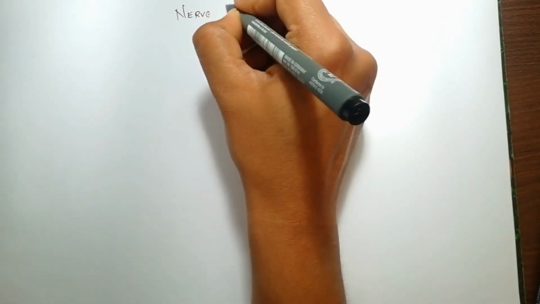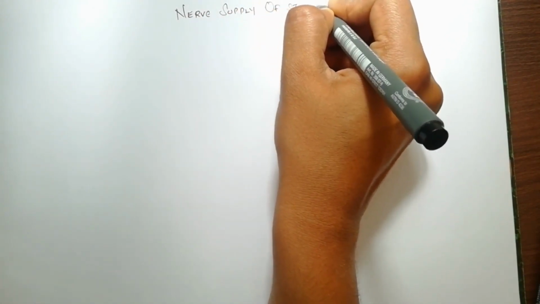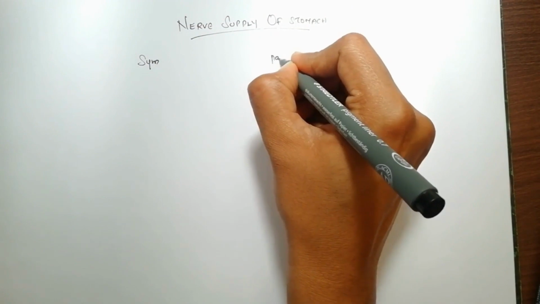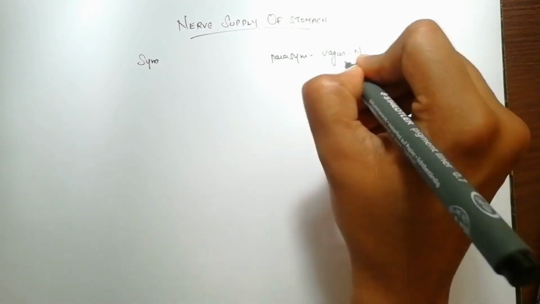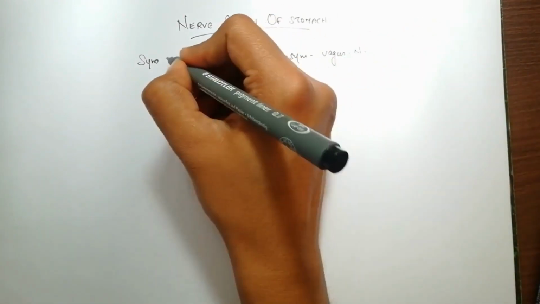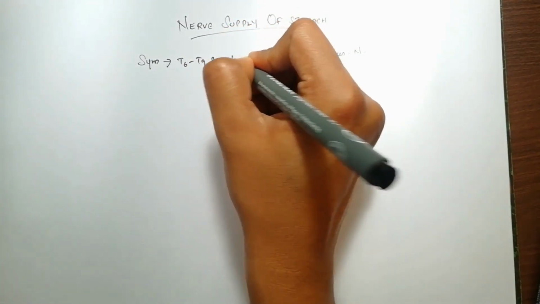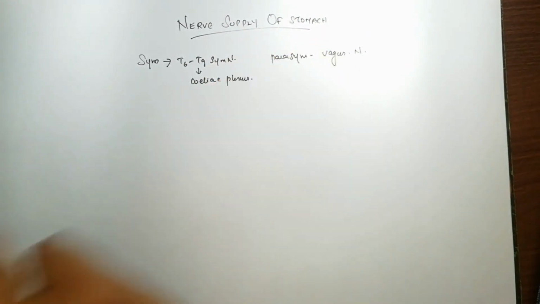So we are going to see about nerve supply. Nerve supply of the stomach. Talking about the nerve supply of the stomach, we have sympathetic and parasympathetic. Parasympathetic is mainly by the vagus nerve, and again we have the anterior and posterior trunk, which we will deal with in detail. Sympathetic is mainly by T6 to T9 sympathetic nerves, which end up in the celiac plexus, and then supply the stomach.